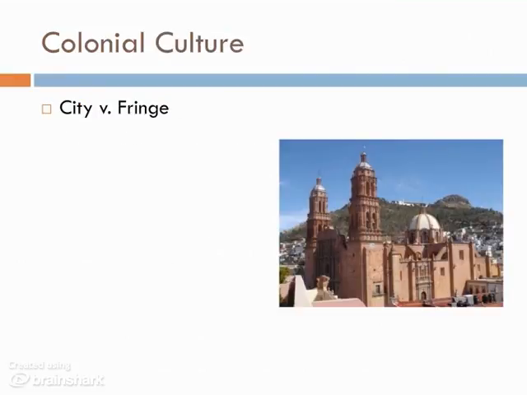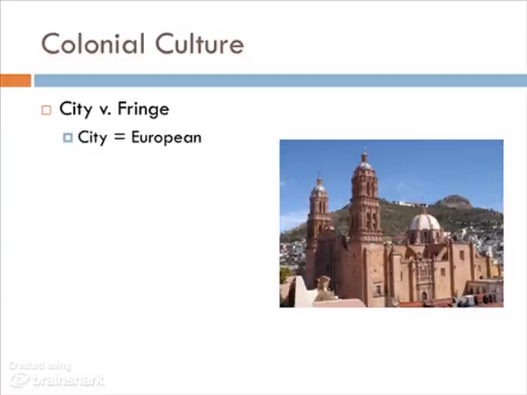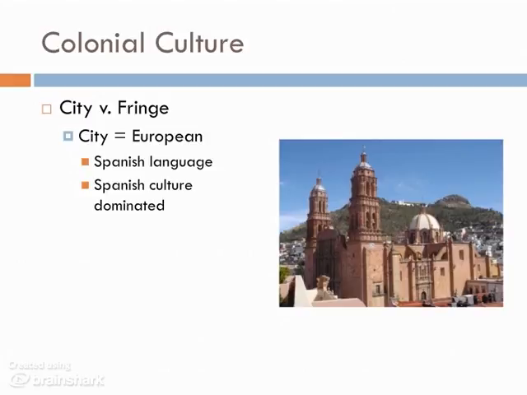Centralizing so much power in the hands of the Viceroy and the Archbishop also affected the culture of Spanish America. Soon, two broad cultures developed, one in the city and one on the fringe. The culture of the city was largely European. That's because Spanish language and Spanish culture would dominate in the city. For example, in Mexico City, this was the place where European culture would dominate. Spanish was the dominant language, and Spanish culture from the church to the food was the rule.